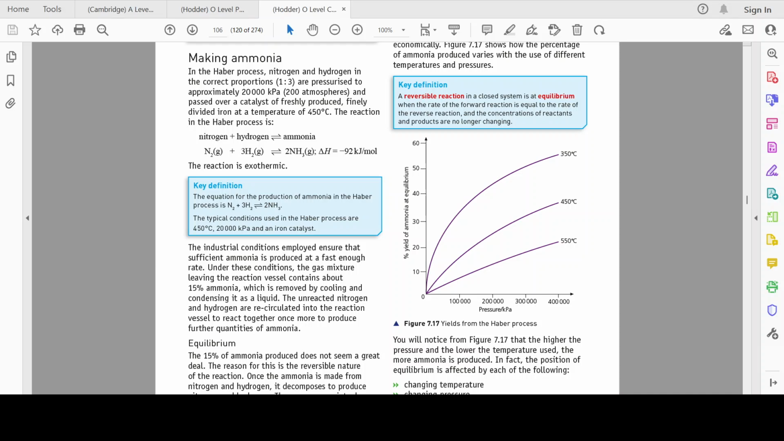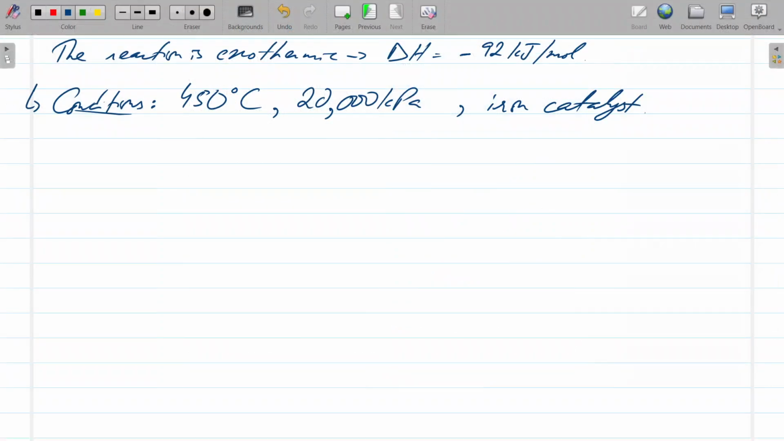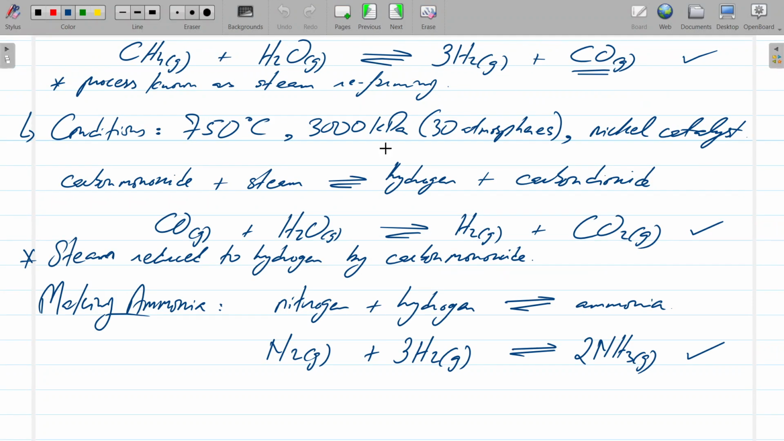I have a question. Why is it necessary to balance the equations? It's necessary because when reactions happen, they happen in certain proportions. So when a reaction is happening, 3 molecules of hydrogen will be needed to react with 1 molecule of nitrogen to form ammonia.